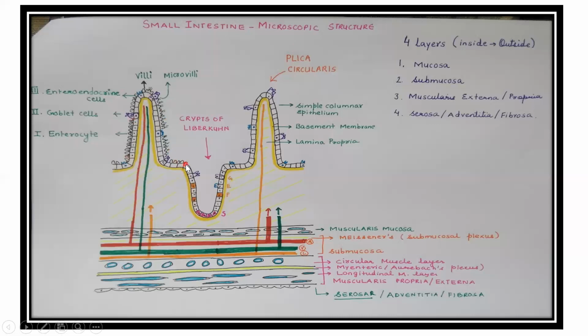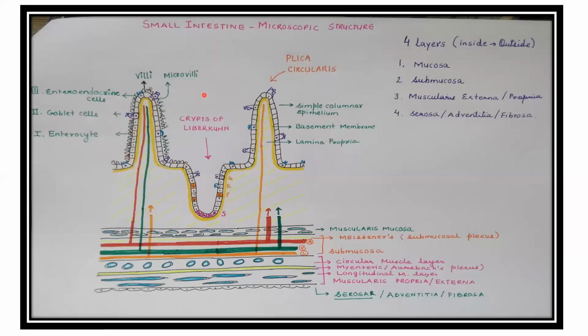What is the purpose of them? They increase the surface area. So where are they present? They are absent in the first 2 inches of the duodenum, but their number and size increase in the rest of the duodenum and the jejunum.